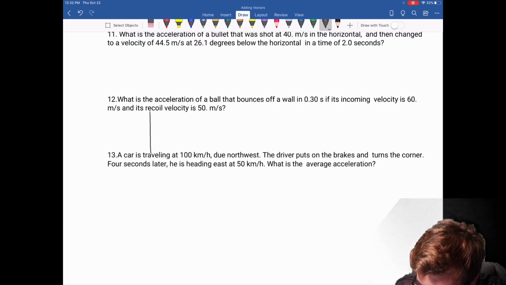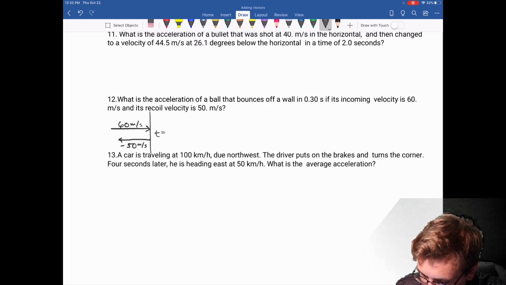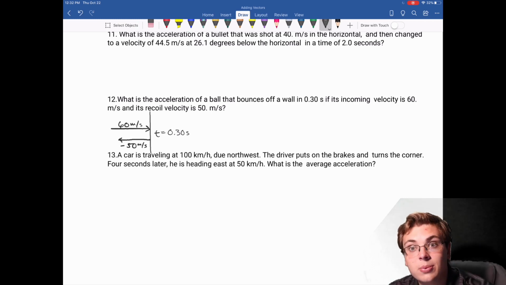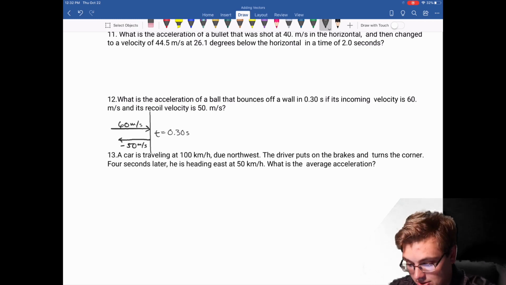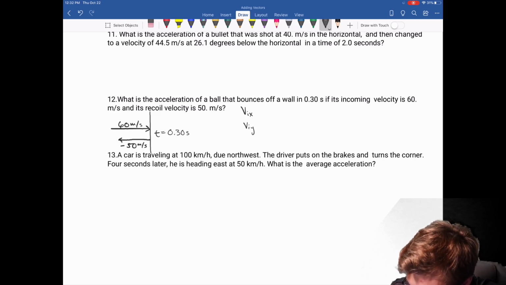And the ball goes in at 60 and comes out at 50. And our time is 0.30 seconds. So I'm just going to break those into components. They're already in components, basically. So VI in our X, VI in our Y, VF in our X, and VF in our Y.